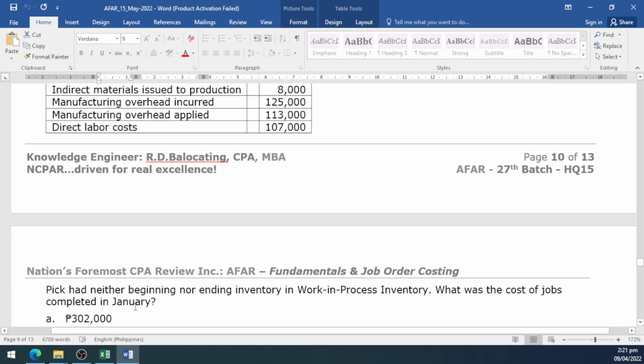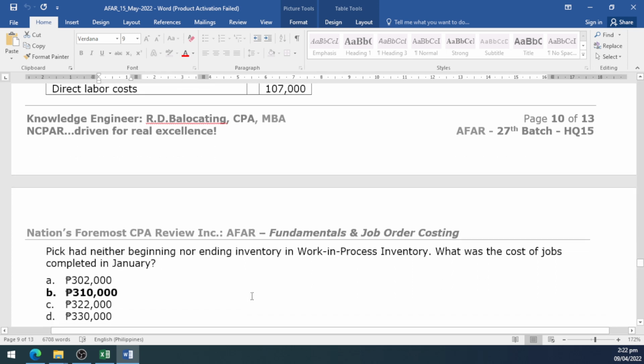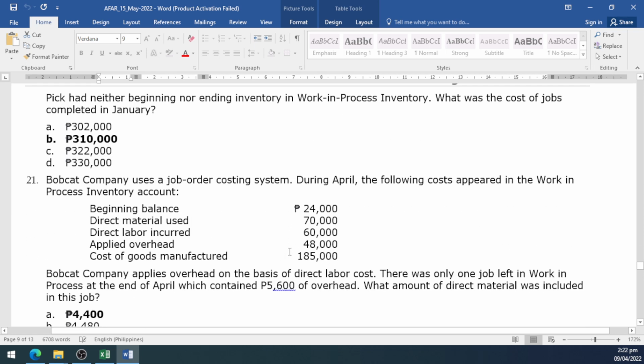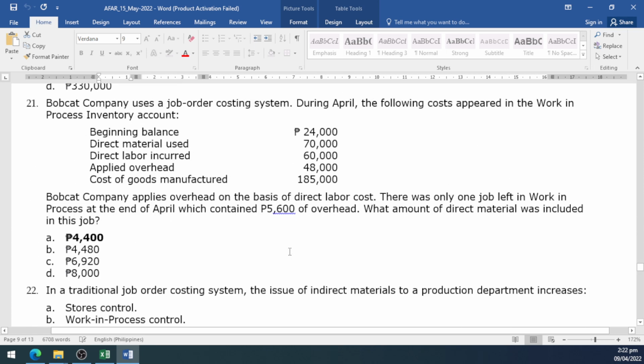And then it says, neither beginning nor ending inventory in work in process. Ibig sabihin, natapos lahat. So, ang cost of jobs completed, 310. Ngayon, kung may over or under applied dyan, pag nabenta yan, kung ang over or under applied ay mayroon, sa cost of goods sold natin i-adjust yun. Okay? Yan po. Here is another case of analysis ng ending work in process.